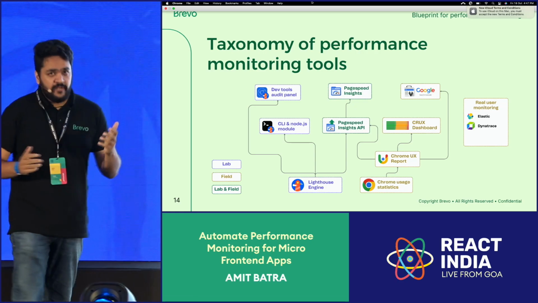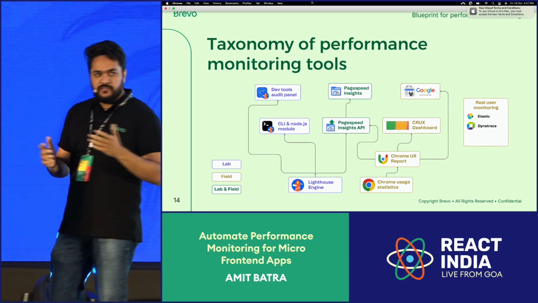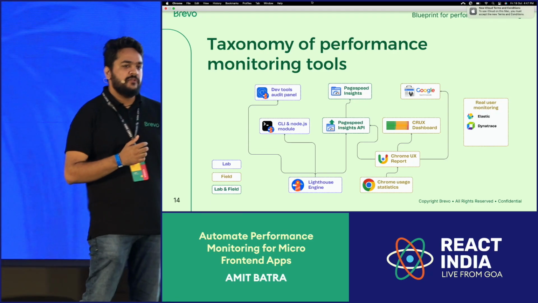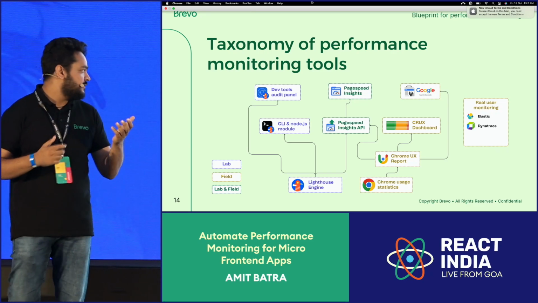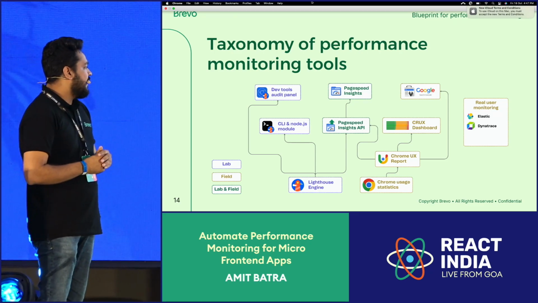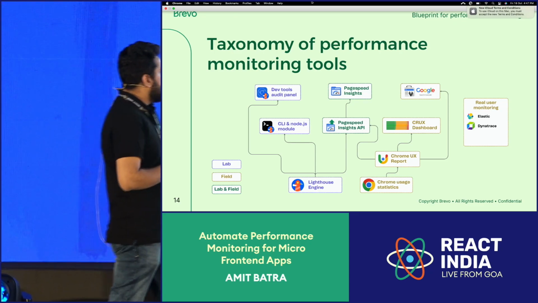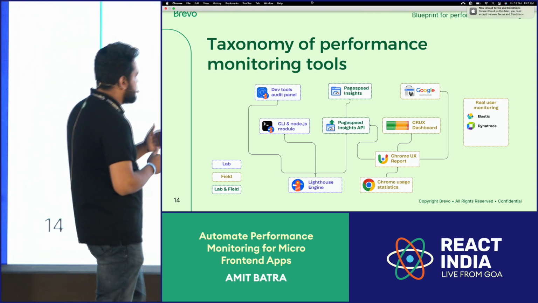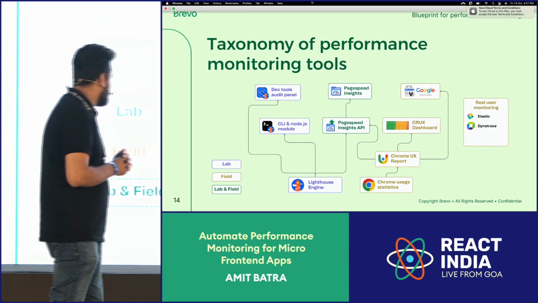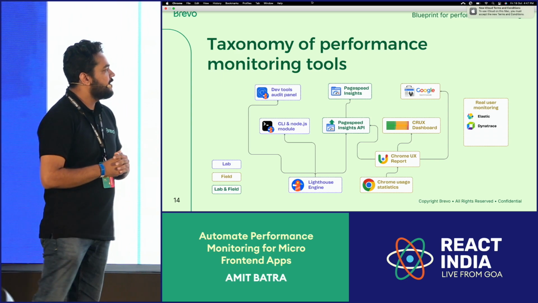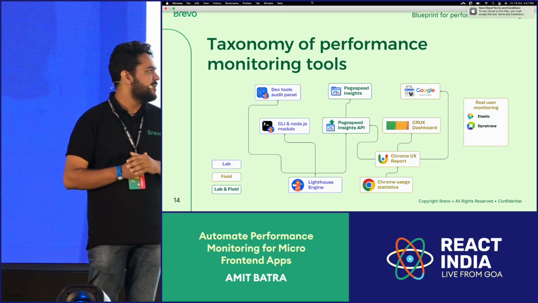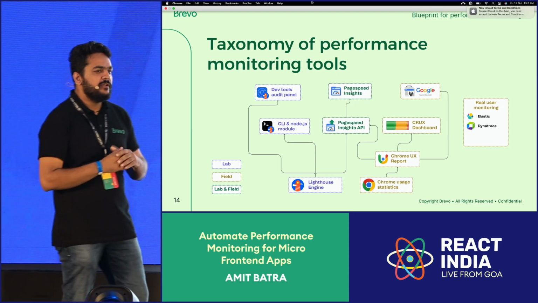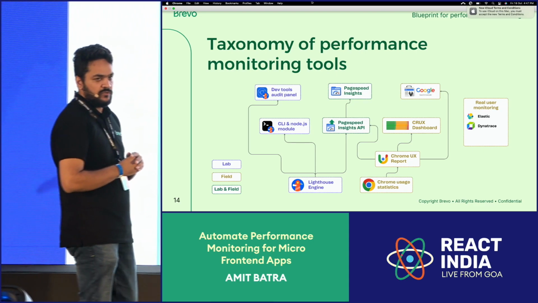But field data is actually the reflection of your application performing out there for real, in the field, right? And if we talk about lab data, there are tools like Lighthouse Engine that provide you lab data. Then there is field data provided by Elastic, Dynatrace, and Datadog, and there are some tools that provide both lab and field data.